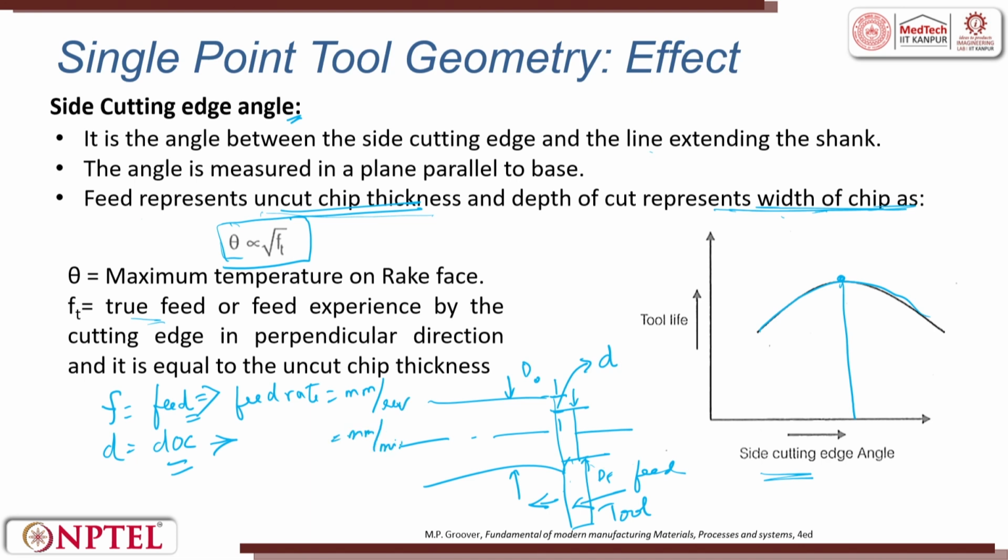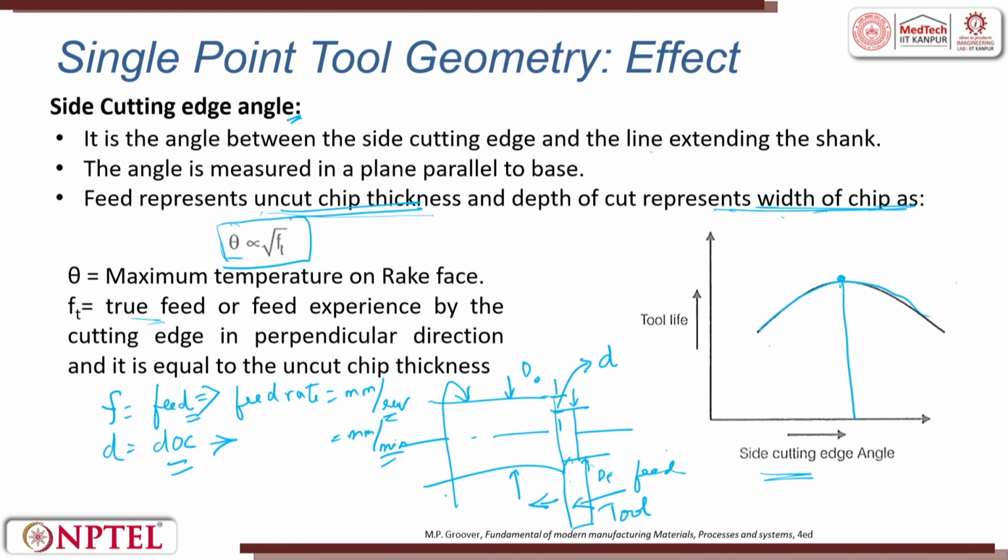So, why is there mm per revolution? Because the workpiece rotates at a given RPM. So, you can see what the advancement of the tool along the axis of the part will be in one revolution.